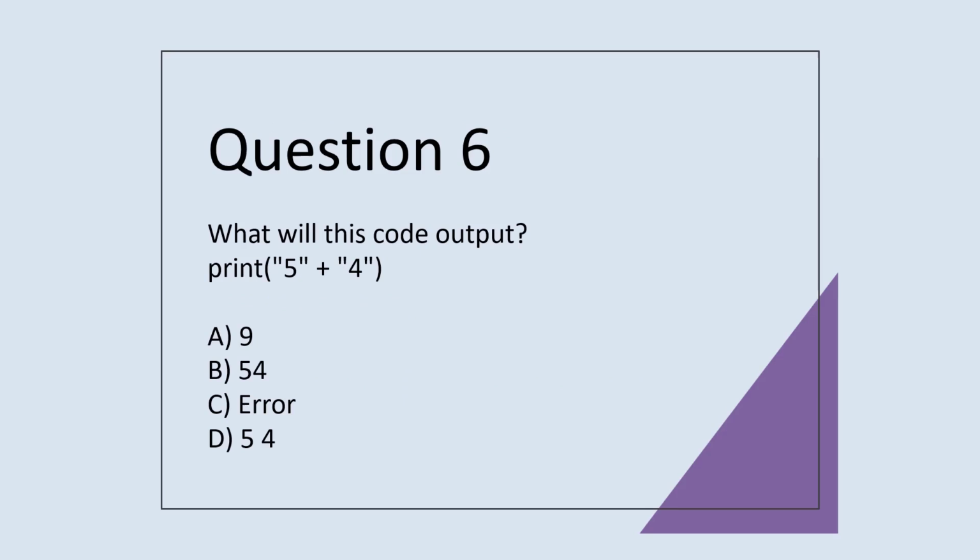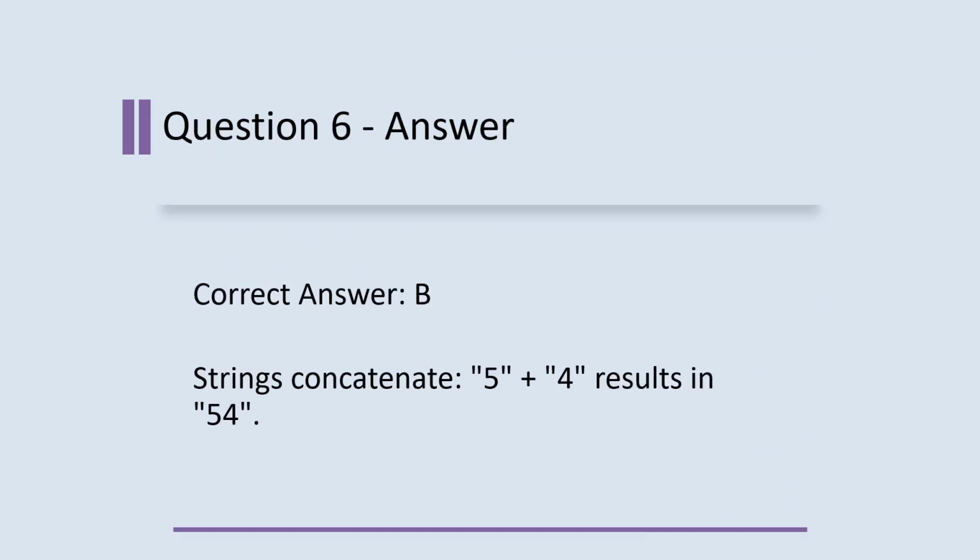Question 6. What will this code print? print('5' + '4'). A: 9. B: 54. C: error. D: 54. Correct answer B. This is string concatenation. 5 plus 4 gives 54.